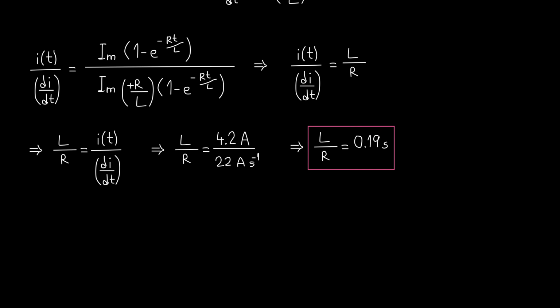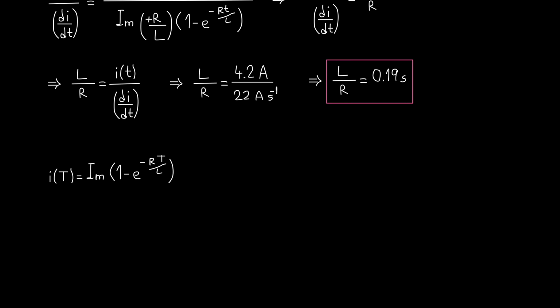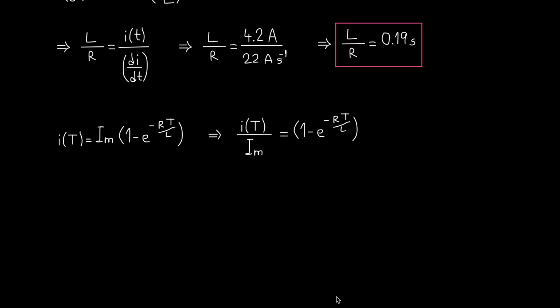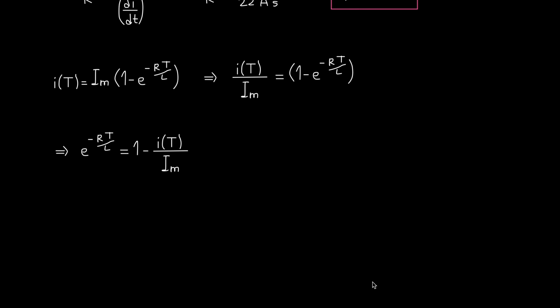Now let's go back to the formula for the current as a function of time and calculate capital T. Here's our formula. I substituted capital T for the time variable. Next I'm going to rearrange my formula to isolate capital T. First, let's divide both sides by I sub m, the maximum current. Next, let's rearrange the equation to isolate the exponential term. Here's the exponential term isolated.